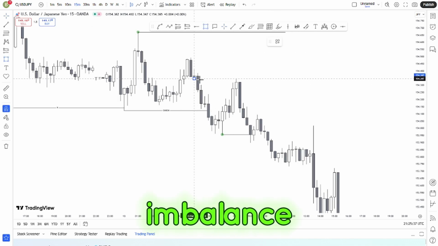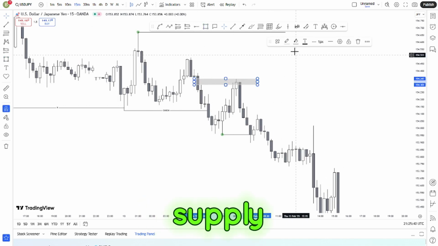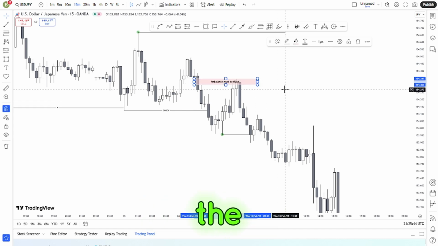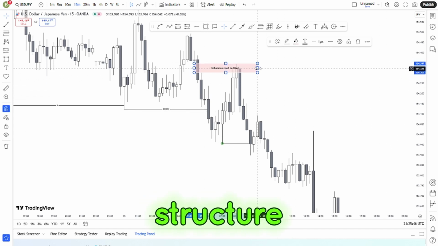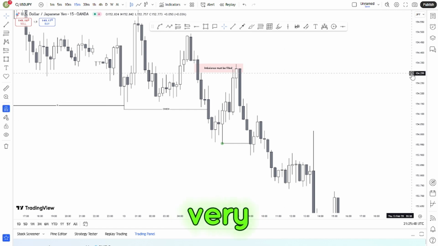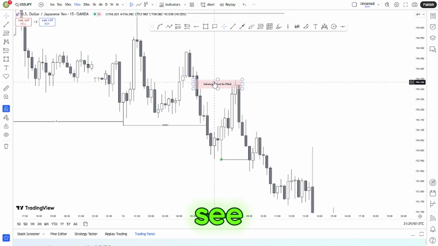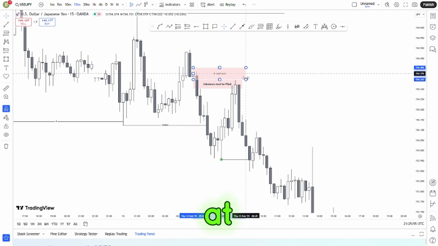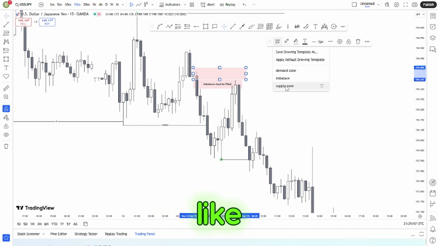So this is an imbalance, and whenever you get supply areas or demand areas with an imbalance, maybe at the bottom or at the top, depending on the structure that you're trading, just know that it will work out very nicely, guys. Now, as you can see here, that's the fair value gap, and that is the supply area that we have at the top of the structure, just like that.